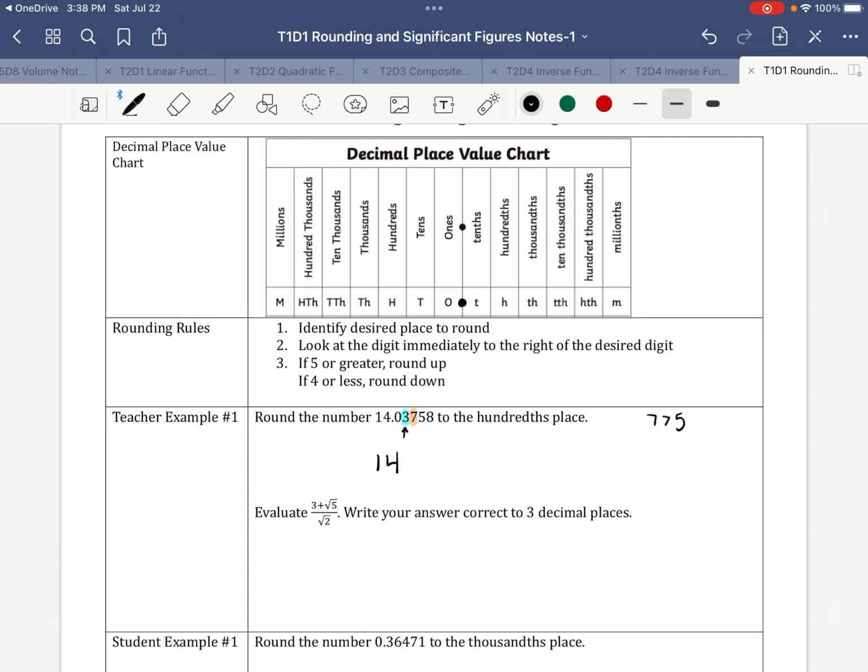So let's get 14.04. And again, it's 4 because 7 is greater than 5.